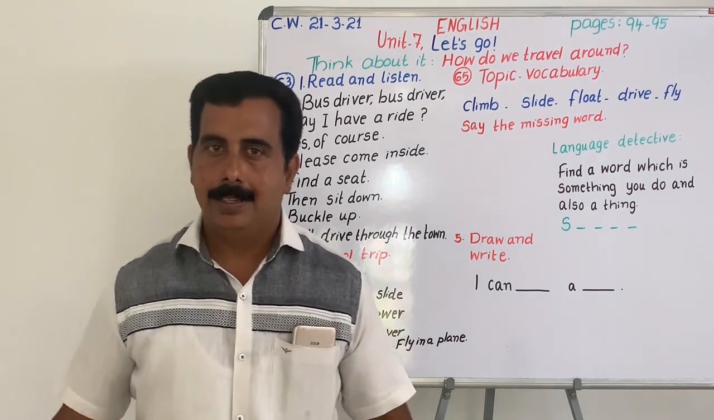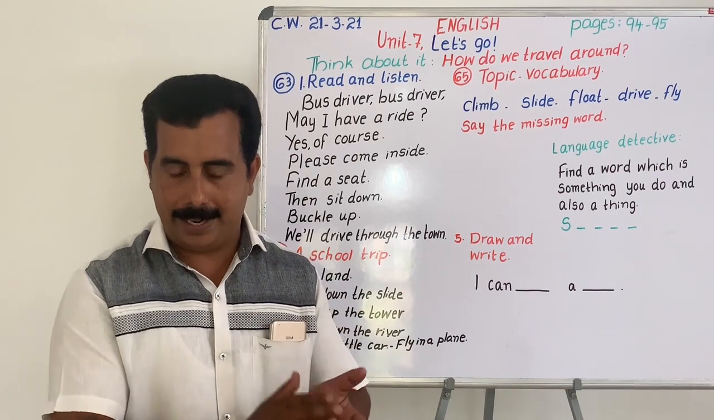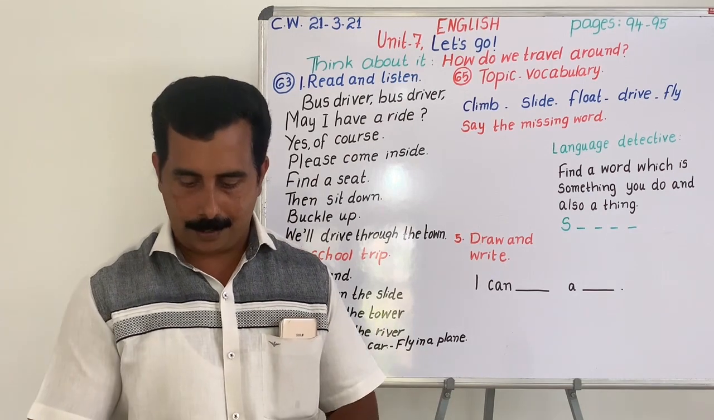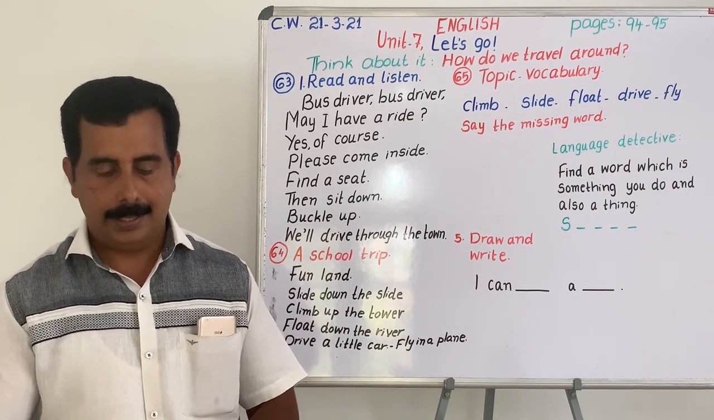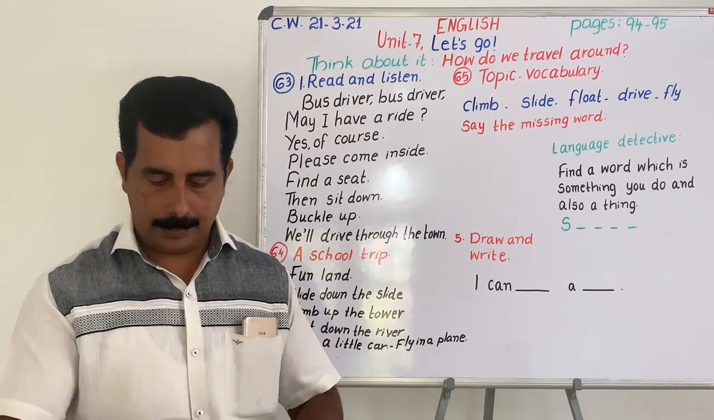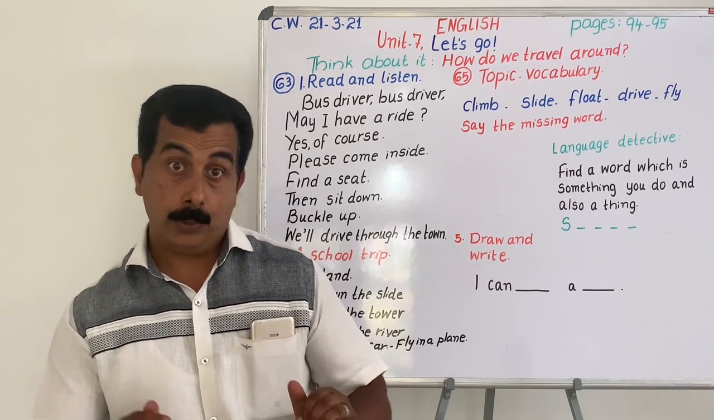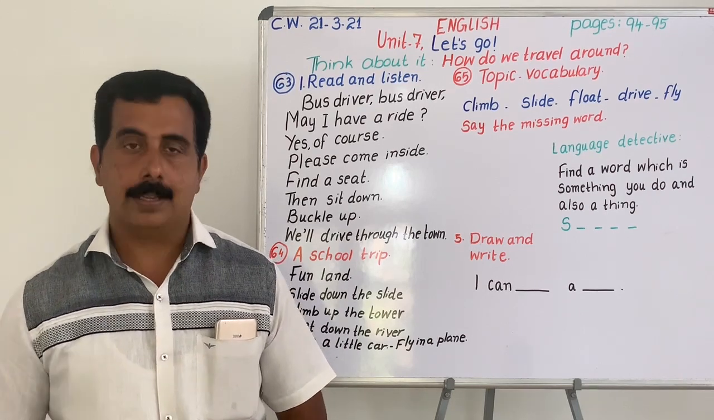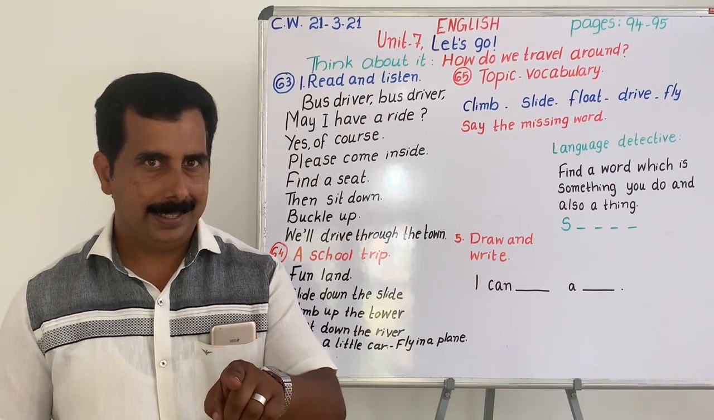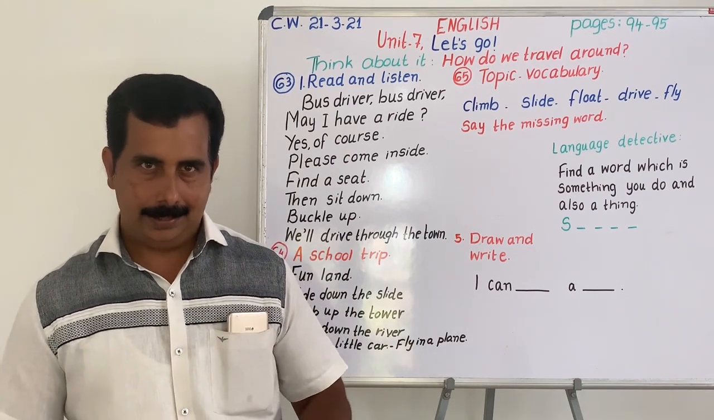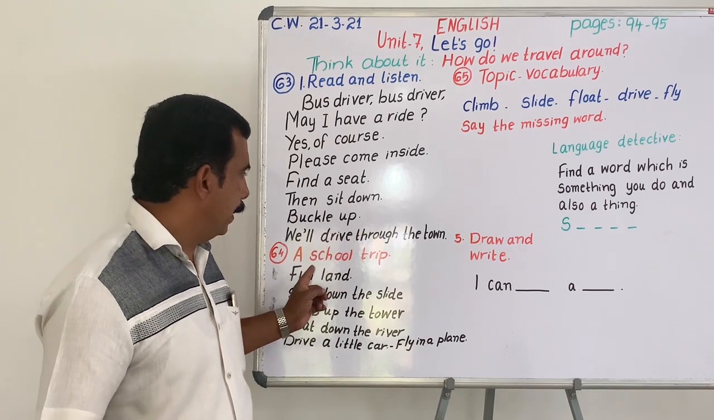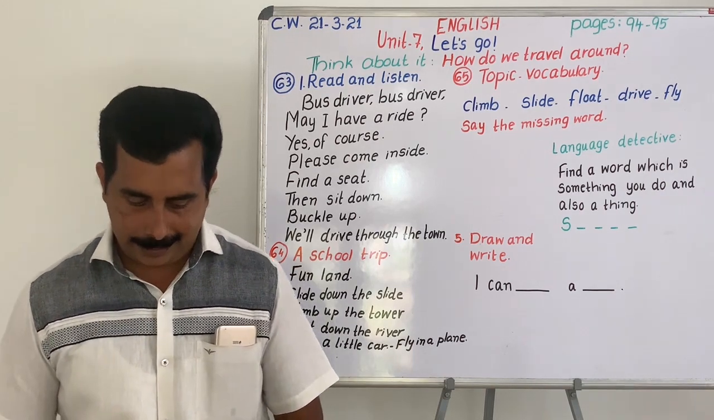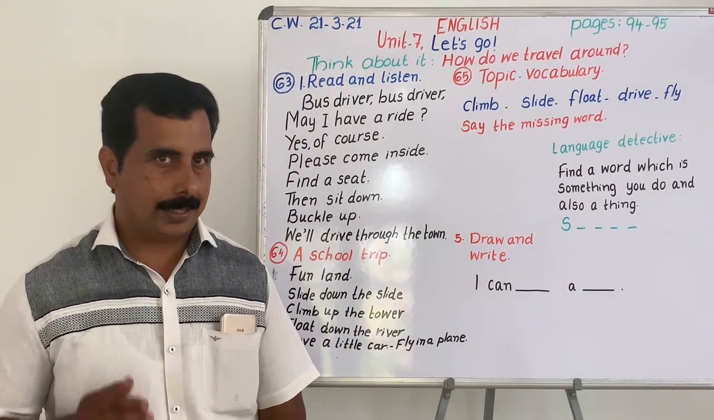Yes, can you sing like this? Yeah, there's a rhythm, no? Bus driver, may I have a ride. Okay? Bus driver, may I have a ride. Yes, of course. Please come inside. Find a seat, then sit down. Buckle up, we will drive through the town. Okay? So, now you are in the bus. I think that you are with your teacher. Now you are going on a school trip. Shall we listen to the next CD? Okay, then only our idea will be clear. Think that you are in a bus, and you are on a school trip with your teacher. Now your teacher is telling something to you. Do you want to listen to that, children? Yeah, you are going to listen to CD track 64.